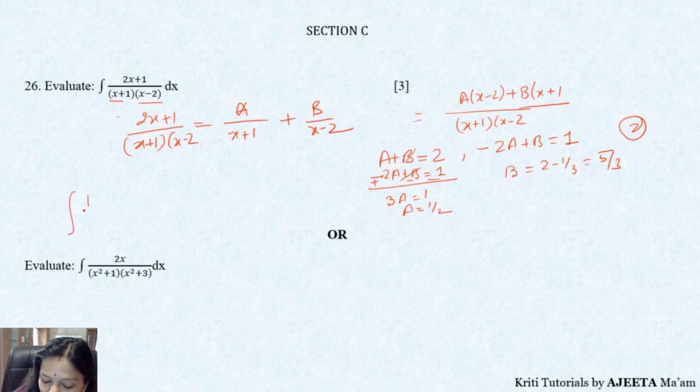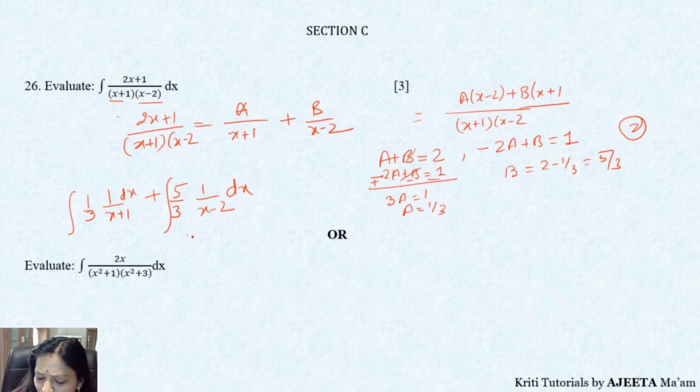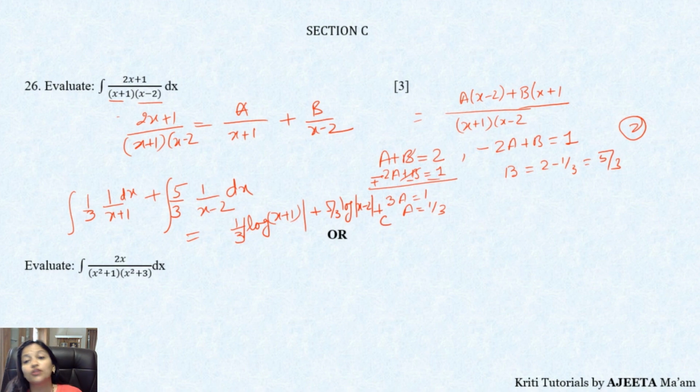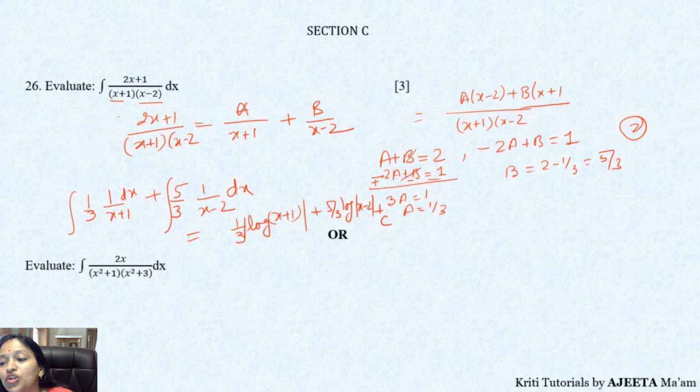Now the given function can be written as 1 upon 3, 1 upon x plus 1, plus 5 by 3, 1 upon x minus 2. You can make it two integrals as well if you want. And then just one line answer you have, 1 upon 3 log of x plus 1 plus 5 by 3 log of x minus 2. So that is the final answer that we get here. Plus C. C is very important, students. Half mark is for C if you miss it out. So 2 marks will be there and 1 mark will be for the last step that we have here. So this is how we move on with this question.